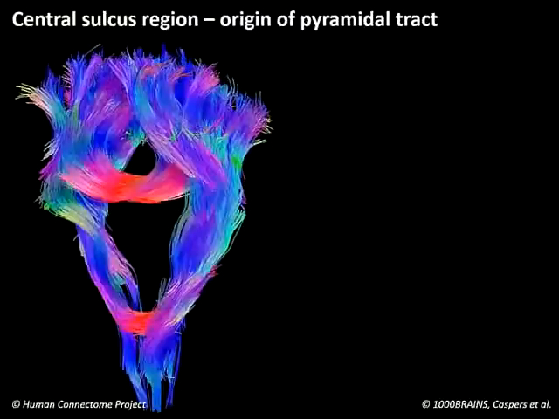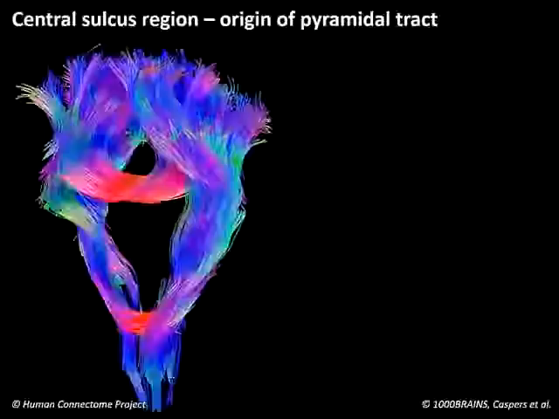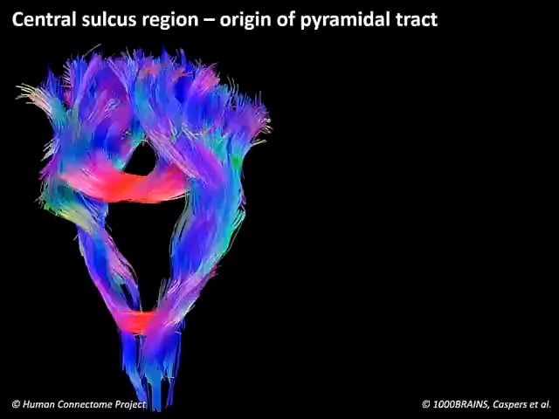And all these landmarks are not only important for you to identify functional regions within the brain, but they also already give you a hint on fiber tracts. For example, in this case, obviously, our central sulcus region gives rise to one of our most prominent fiber tracts, the pyramidal tract. And this is a nice reconstruction of that via diffusion imaging from the Human Connectome Project.